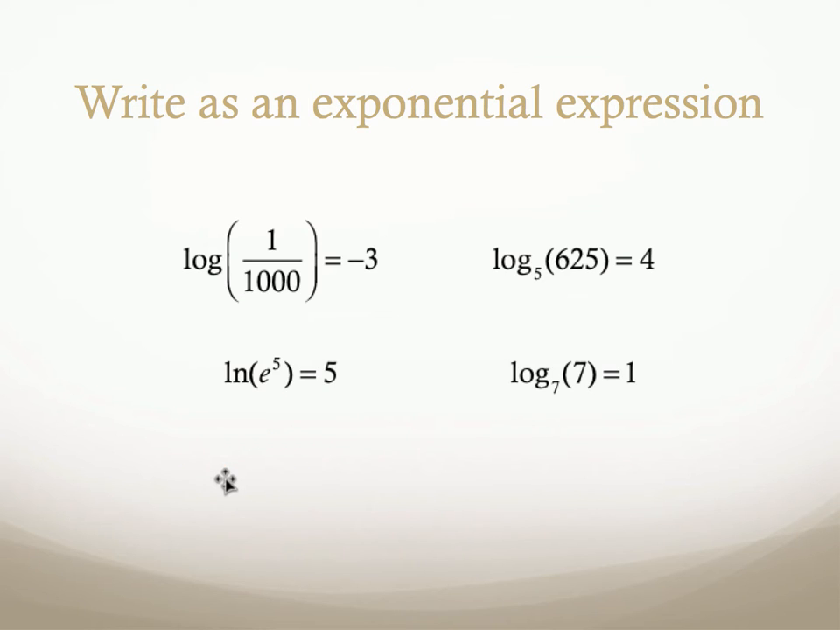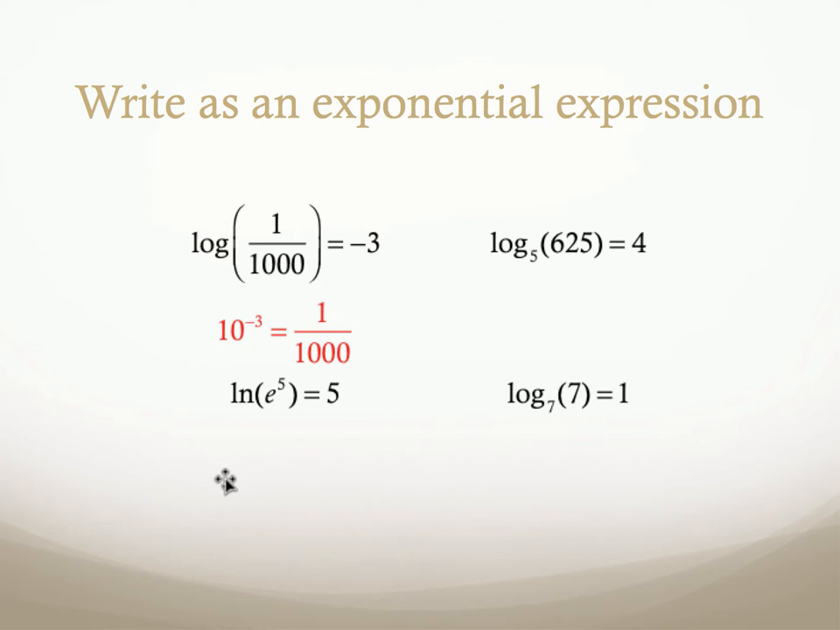Let's now go in the other direction, so taking a logarithm and rewriting it as an exponential expression. So I have log of 1 over 1,000 is equal to negative 3. So that is a base 10 logarithm, so 10 to the negative 3 is equal to 1 over 1,000. What's nice about going from logarithm to exponential form is that it's easy to check if your answer makes sense. 10 to the negative 3, we know that negative would mean that the 1,000 is in the denominator of the fraction. So that answer makes sense.